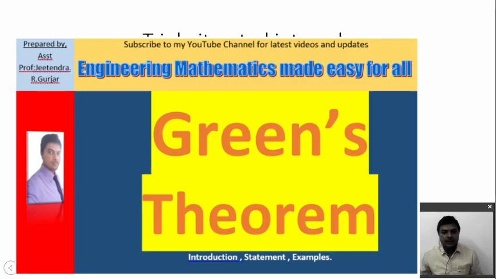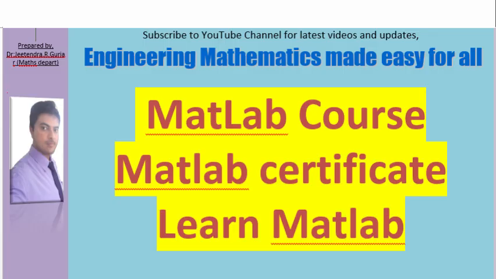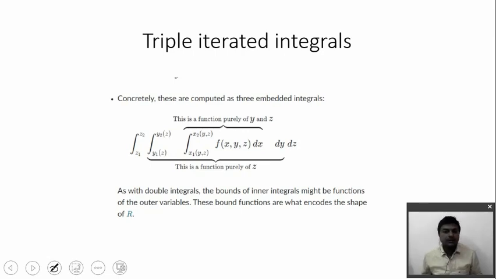Here we see the triple integral, students. These are computed as three embedded integrals. Here you can see, students, this is a function of x, y, z, dx. This is x2(y,z), x1(y,z), the upper limit and lower limit.